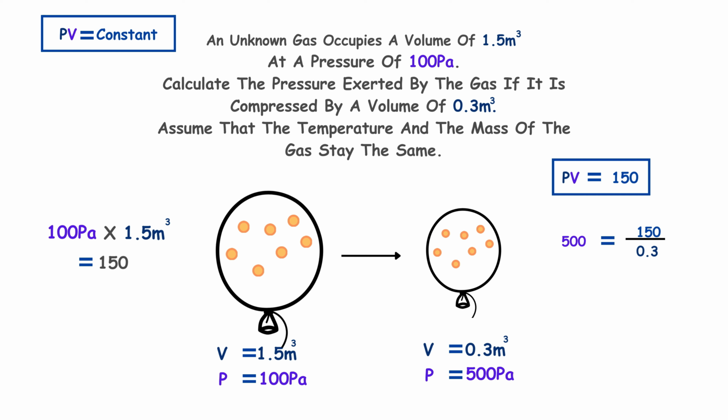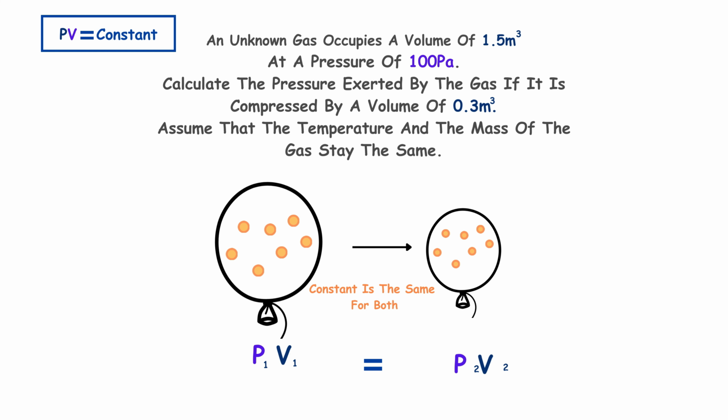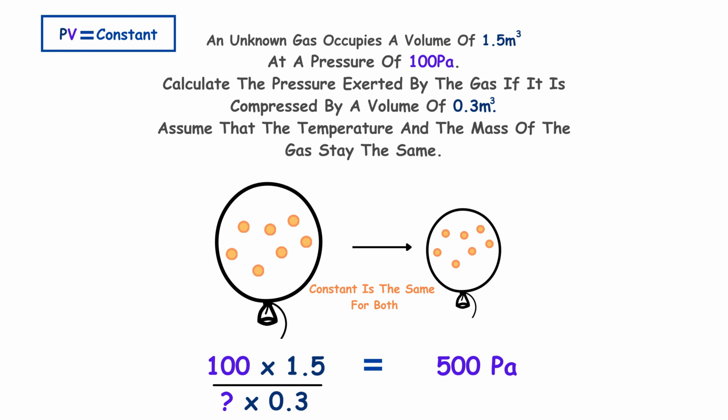There is another method to solve this kind of problem that many people find easier. Since the constant value remains the same in both states of the gas, we can simply say that the initial pressure multiplied by the initial volume is equal to the final pressure multiplied by the final volume. This gives us the equation pressure 1 times volume 1 is equal to pressure 2 times volume 2. So, in this case, 100 times 1.5 is equal to something times 0.3. Rearranging the equation and solving it gives us the same answer of 500 pascals.